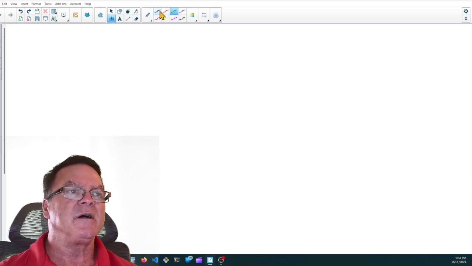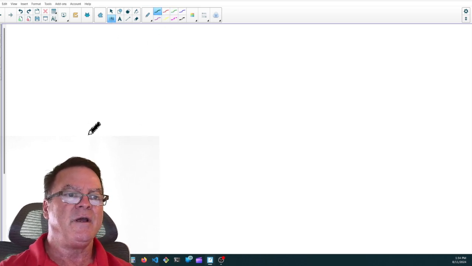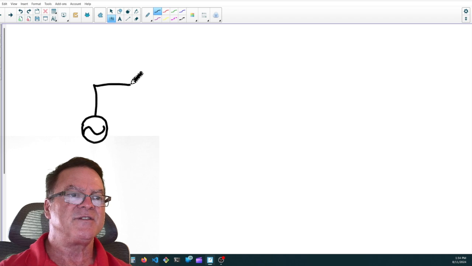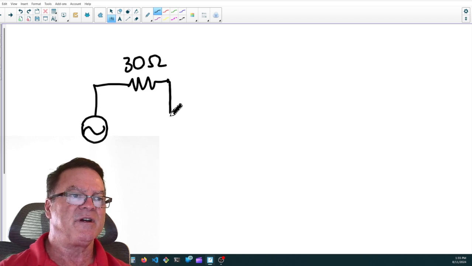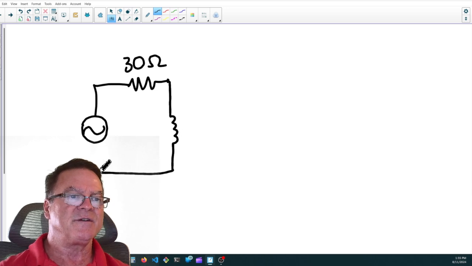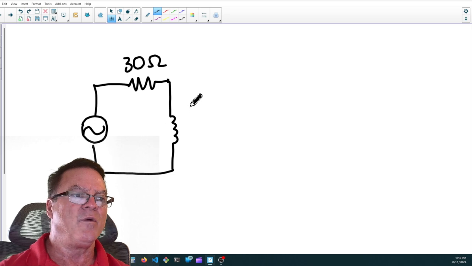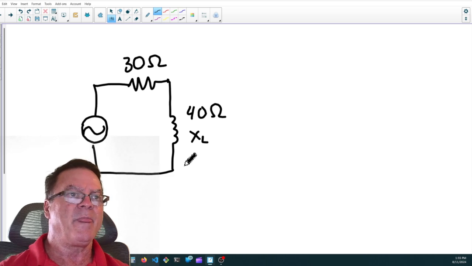So I'm going to make a circuit here. And it's going to be an AC wave, AC source with a resistor. And I'm going to say that this resistor is 30 ohms. And I'm going to put an inductor in series with it. And this inductor is going to have 40 ohms of inductive reactance. Okay.